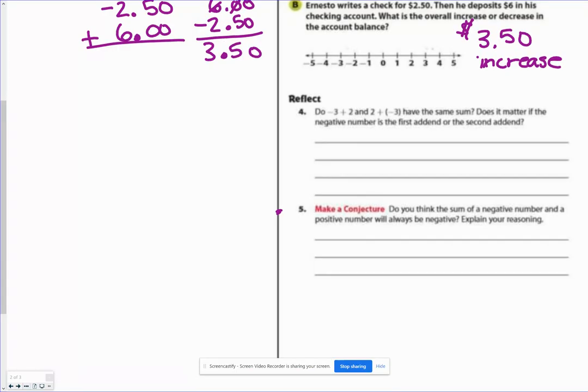All right. Do negative 3 plus 2 and 2 plus negative 3 have the same sum? So when you add them together, would you get the same answer? Does it matter if the negative number is the first addend or the second addend? Or would you get the same? Absolutely, you get the same. So does it matter? No, it doesn't matter.